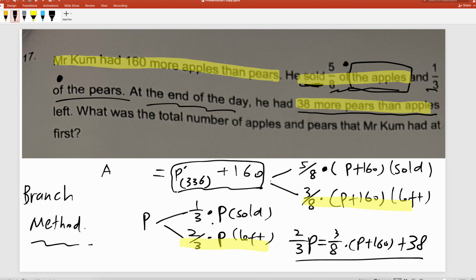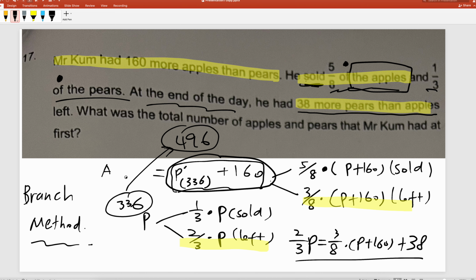Now the question asks for the total number of apples and pears he had at first. At first is here, right? So apple is 330 plus the 160. What's the answer for apple? 490. Very good, I like your mental calculation. The pear is 336.